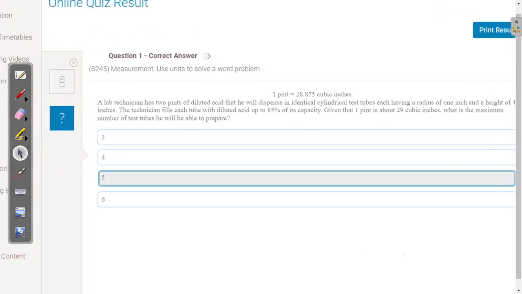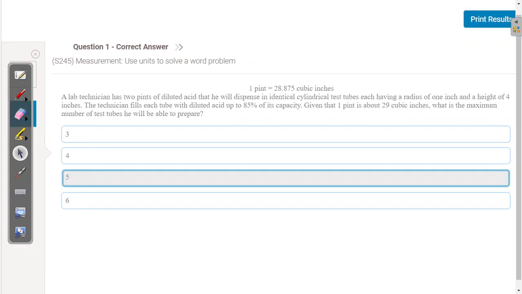Okay, first of all, he has 2 pints and 1 pint is 28.875, so he has 57.75 cubic inches. And they said that each test tube has a radius of 1 inch and a height of 4 inches and is only filled to 85%. So let's find the volume in each test tube.